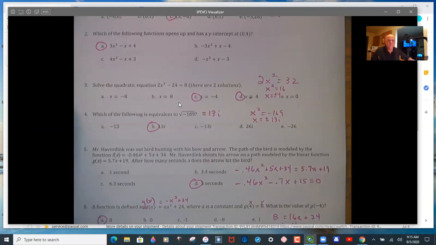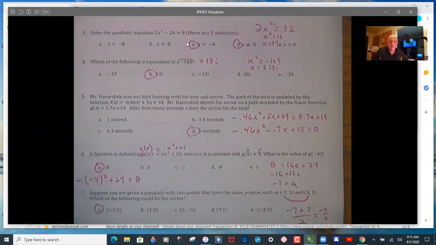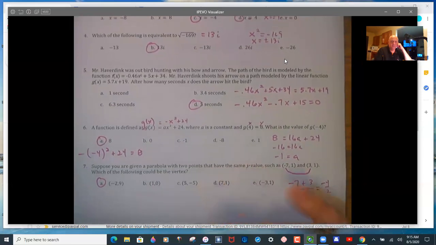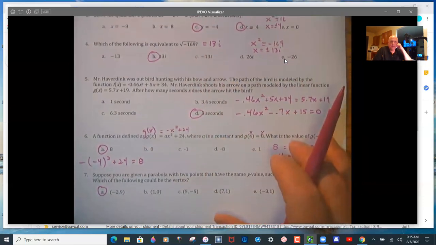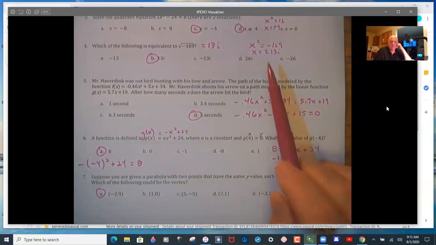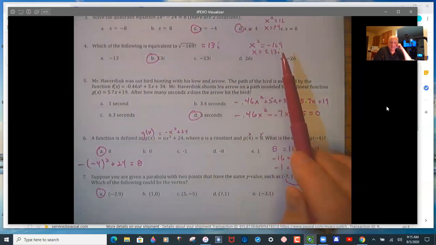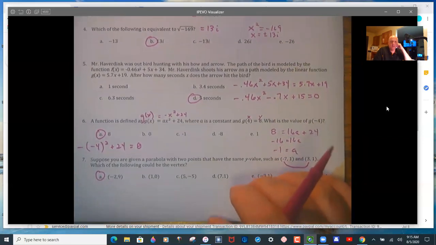Number 3, solve that equation. There are 2 solutions. So what I did is I just solved for x squared. You can do that if there's no x term. And then square root both sides and make sure that you take the positive and the negative when you're solving that. And number 4, the square root of negative 169 is positive 13i. It is not negative 13i. That only happens when you solve x squared equals negative 169 and then square root both sides. So make sure that you see that difference.